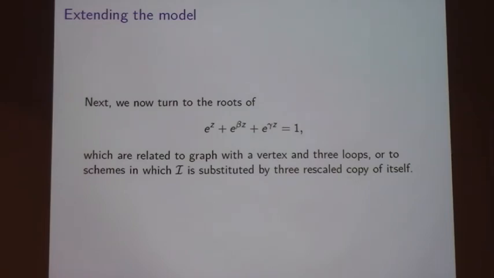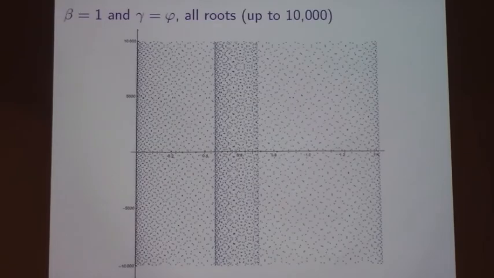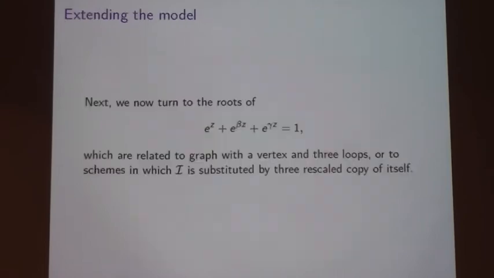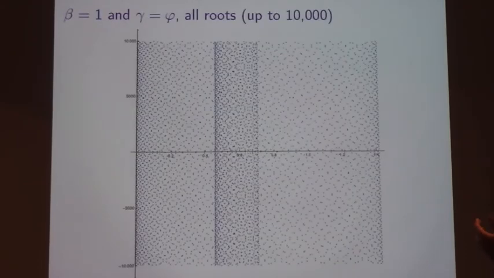Okay, so what do we see here? So this is what you get. So again, beta, the first exponent is always taken to be 1, and we picked also the second one to be 1, or maybe 2 actually, maybe I have an error here, maybe it's 2, and the third one to be the golden ratio.